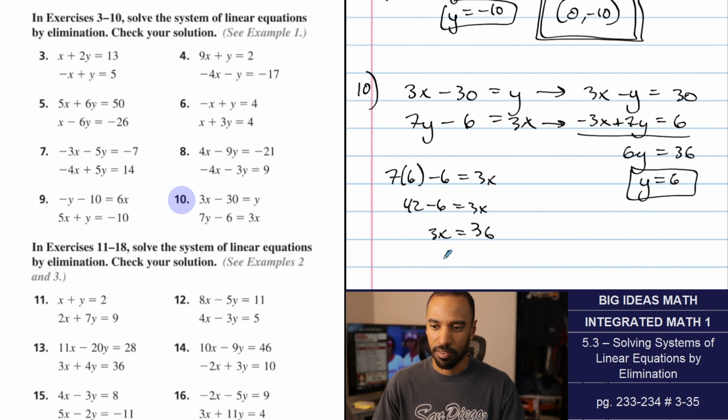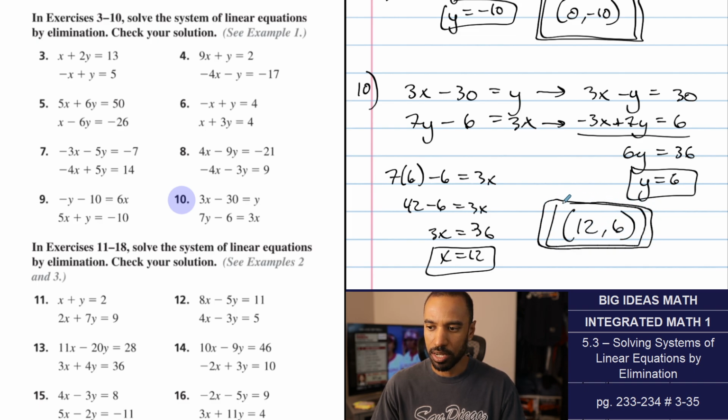Notice how I wrote that on that side. Divide by 3, get x equals 12. So x equals 12, y equals 6. 12 comma 6 is the solution to our problem set.